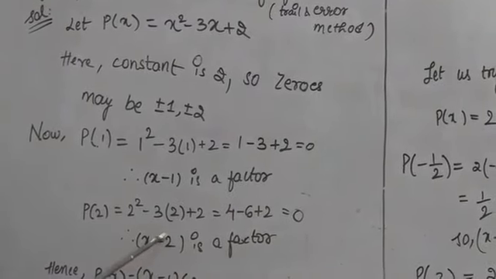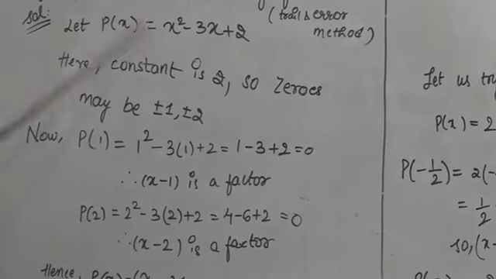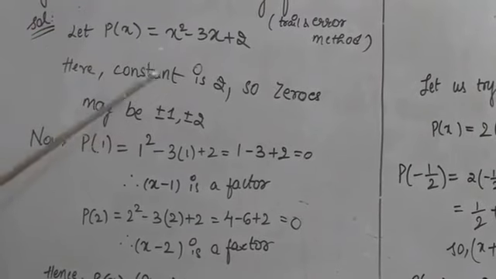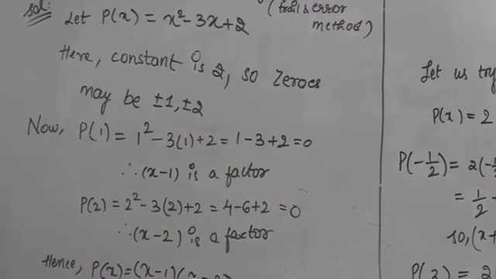So you got one linear factor here, and another linear factor here, and the given polynomial is a quadratic polynomial with the leading coefficient 1. Therefore, P of x equals x minus 1 of x minus 2.